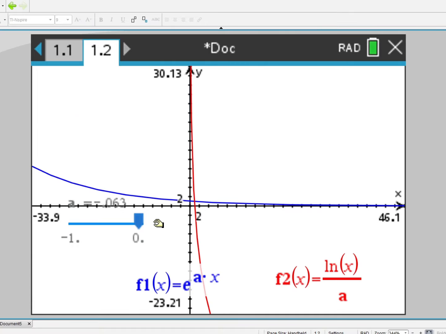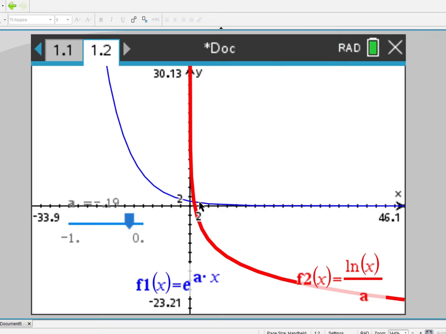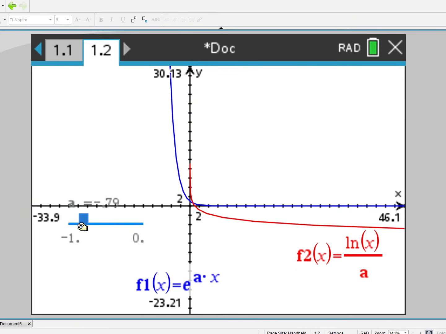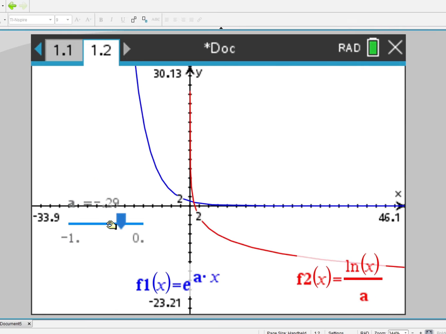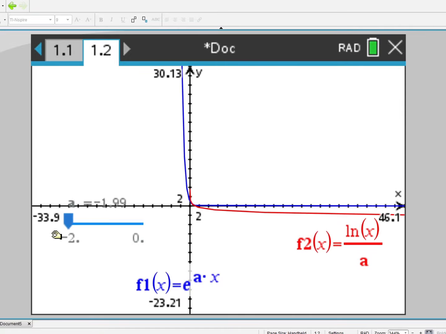If I go to 0.001 or something very close to 0, you can see that it's always 1 point of intersection, 1 point of intersection. The more you go down, let's see, that's -2. Still 1 point of intersection.